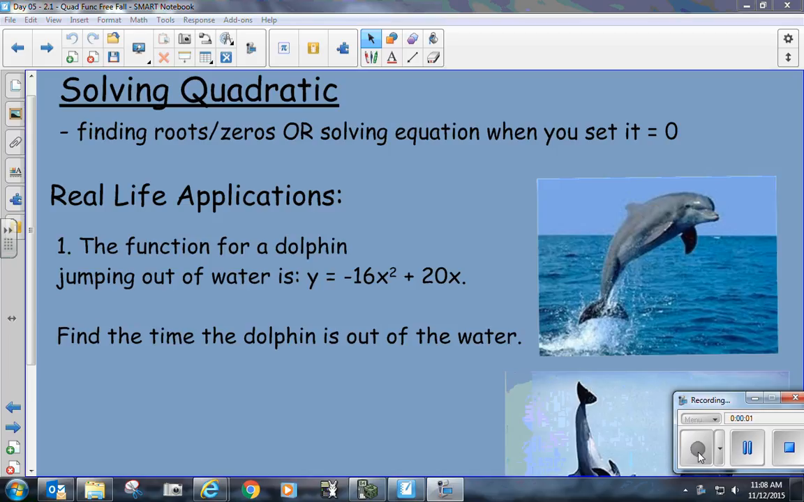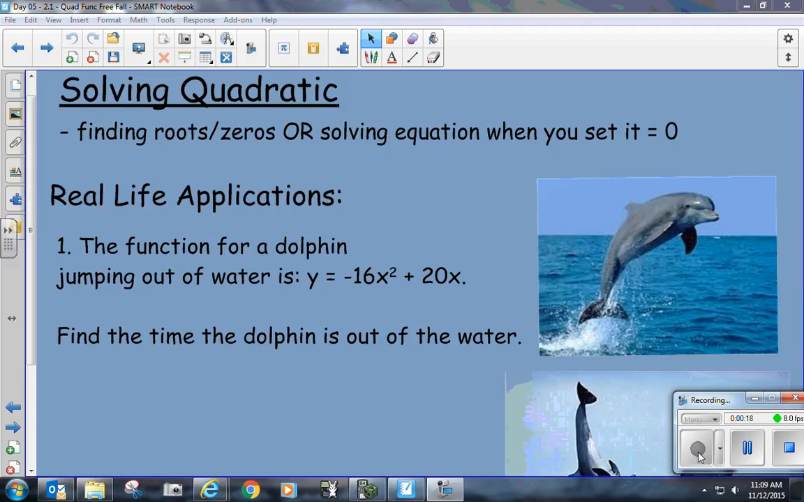Okay, solving quadratics, real-life applications. The function for a dolphin jumping out of the water is y equals negative 16x squared plus 20x. They give us the function. We need to find the time that the dolphin is out of the water.